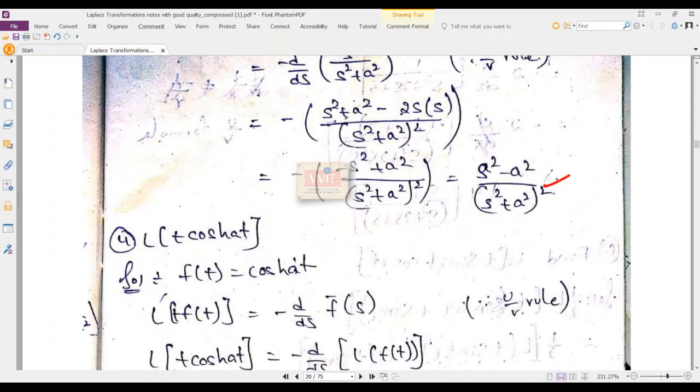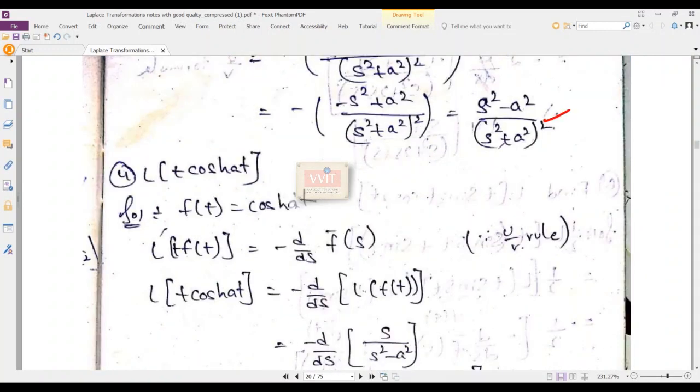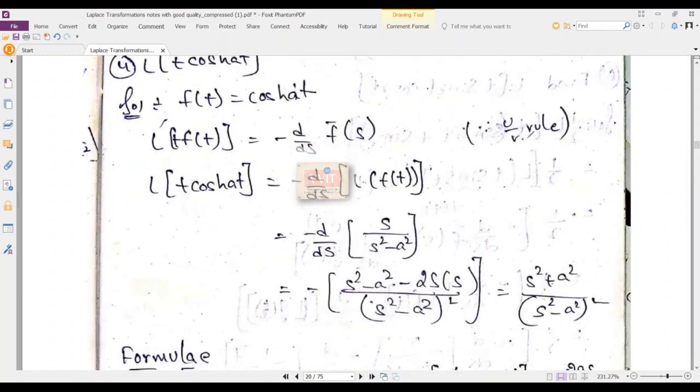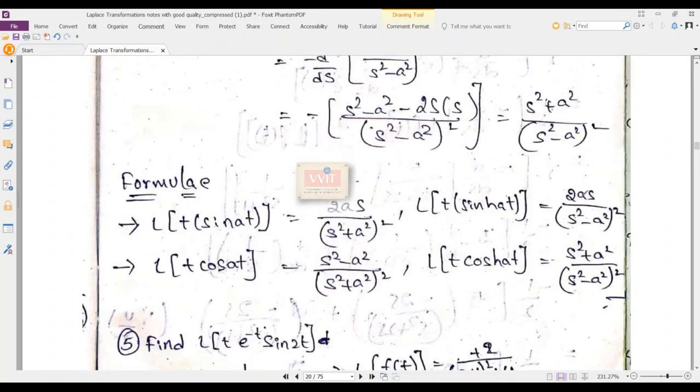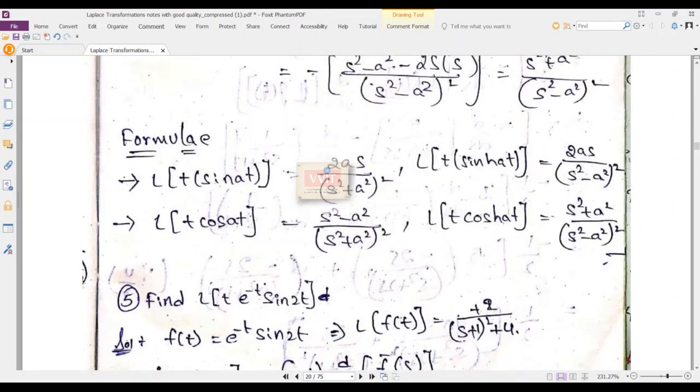Similarly, L of t times cosh at. The only difference here is it will be minus, s square plus a square by s square minus a square whole square. So basically, guys, do remember in inverse Laplace transforms, these four are going to be useful for you.